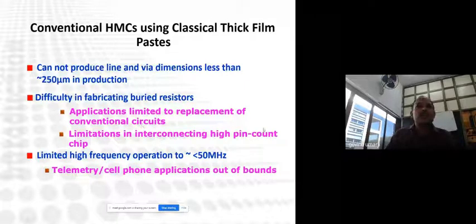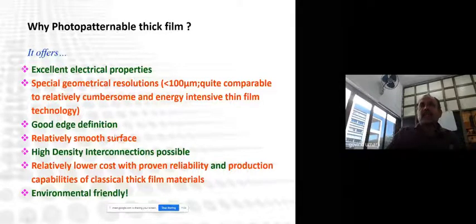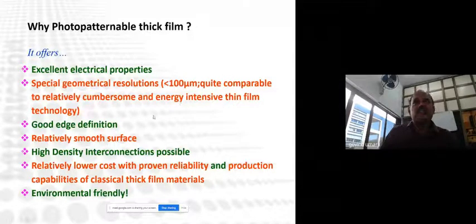Application is limited to the replacement of the conventional circuit, and limited in interconnection of high pin count. If you have a chip having more connections, then the pin count has a limitation, because we have limited line and space. Then of course it has a limited high frequency range, less than 50, that is, not more than 50 megahertz frequency. So these are the limitations of thick film technology. Thin film produces fine features, but it is a very highly energy intensive and cumbersome technology.